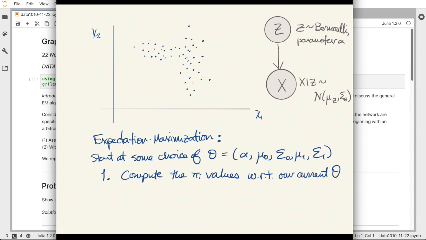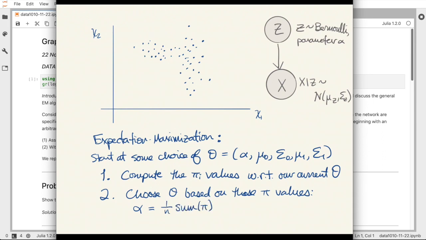So that means choosing alpha to be the average amount of purpleness in the diagram, in other words, the sum of all the pi values divided by n. And choosing mu1 to be the pi-weighted mean of the points. So we just weight each point by its purpleness and compute a new mean for the purple distribution. Likewise, sigma 1 will be a pi-weighted covariance matrix of the points.